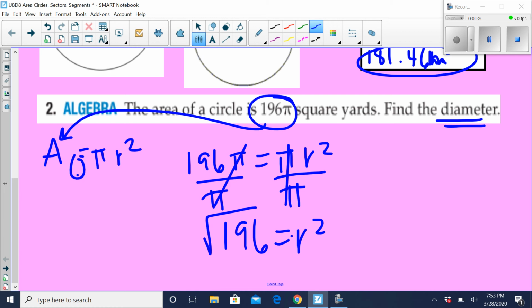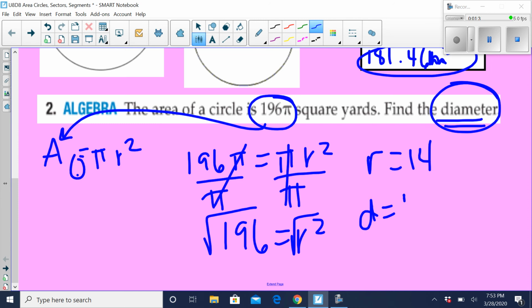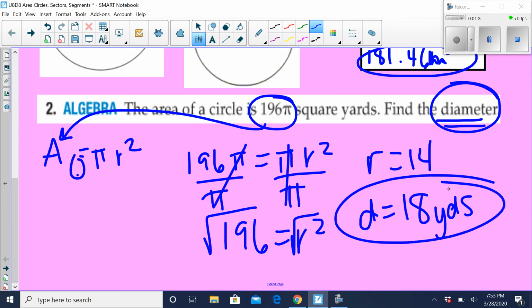Last step, take the square root of both sides. We find the radius is equal to 14, but we haven't answered the question because they want to know the diameter. So if I take the radius times 2, that gives me the diameter. So my final answer is 28 yards. Okay, once again, focus on labeling.